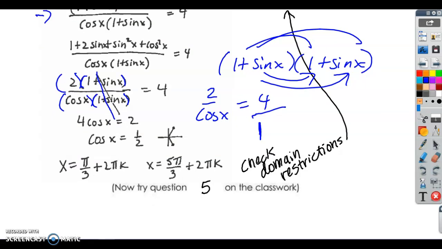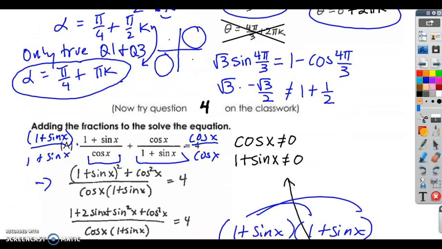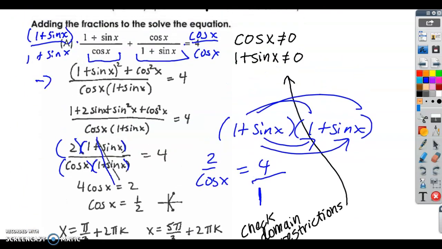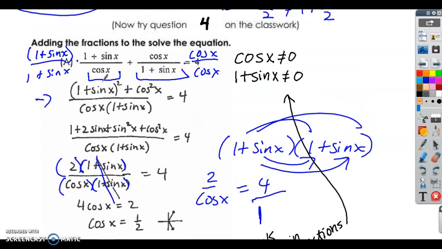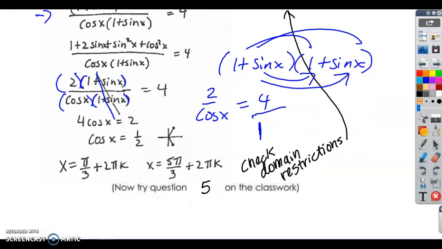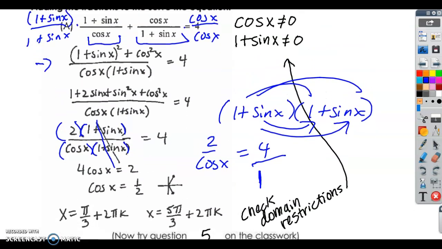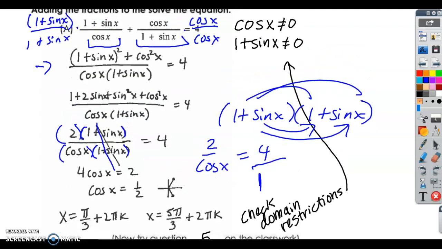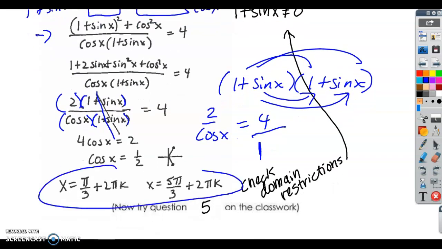And then you just want to check your domain restrictions and make sure that you're not coming up with any solutions that would make the denominators here equal to 0. Sometimes I do that at the beginning, and sometimes I do that at the end. But today, I'm checking them right at the end here. Okay, so we are good. So here we go. And if you'd like to, you could try question 5 on your classwork.